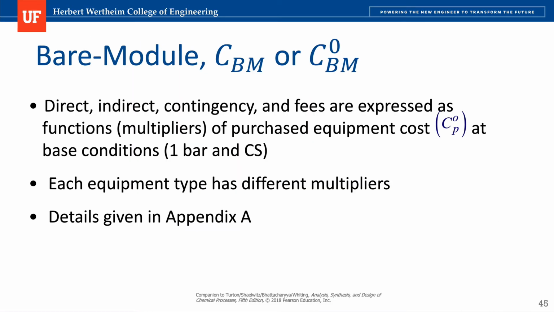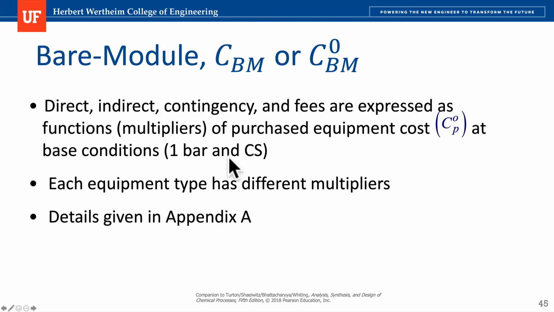So the bare module cost could be at standard conditions or non-standard conditions. I know that C naught is the bare module cost if the process is being operated at standard base conditions, which is 1 atmosphere and a material of construction of carbon steel. And CBM without the naught means that there are deviations in terms of pressure or materials of construction as compared to the bare module cost at base conditions.